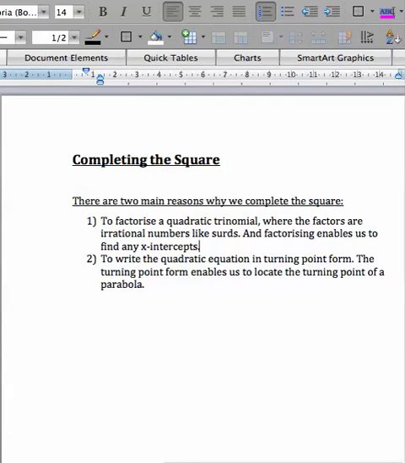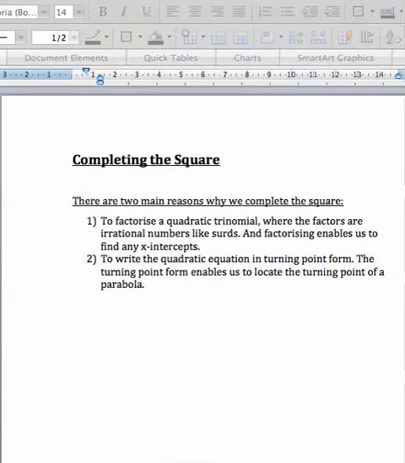Hi, so with this session we will be learning how to complete the square. Now this is something that is very tricky at first. So we'll be doing this step by step, and I'll also be covering a couple of things that you need to know or need to revise in order to do this properly. And it's important to understand why we are doing this.